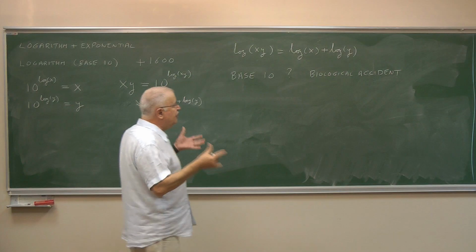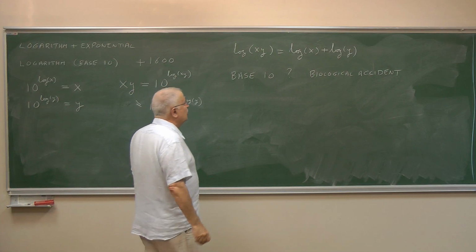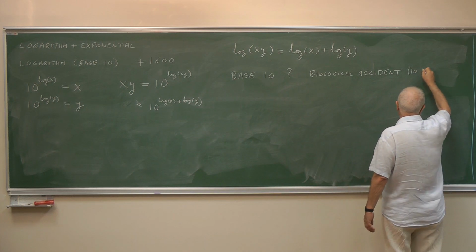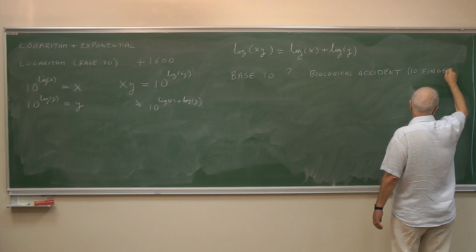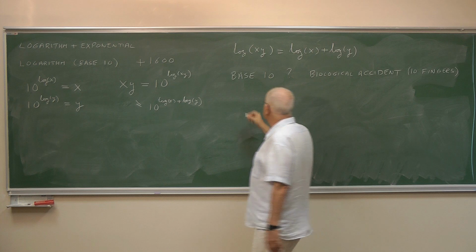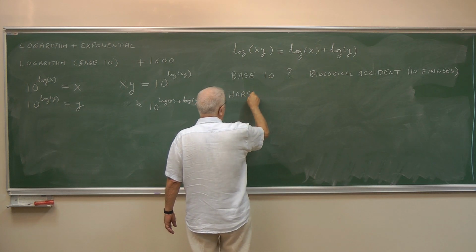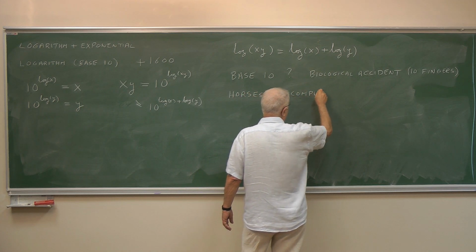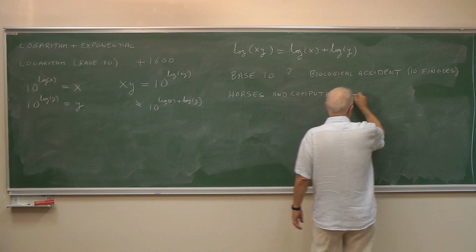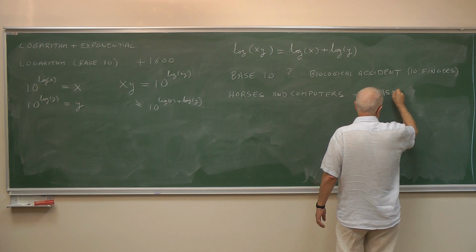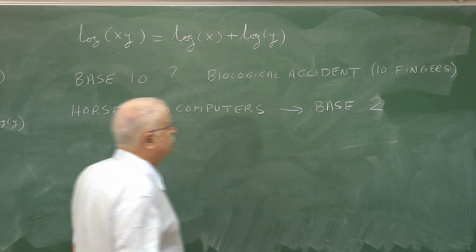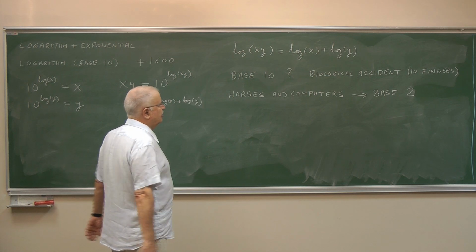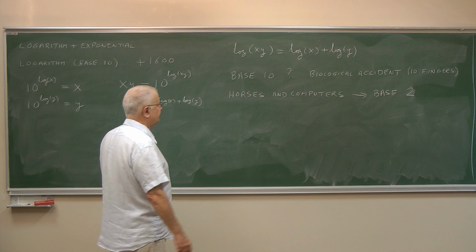Because we have 10 fingers. How about horses and computers? Well, they would have base 2, because a horse has 2 front feet and 1 finger per foot.